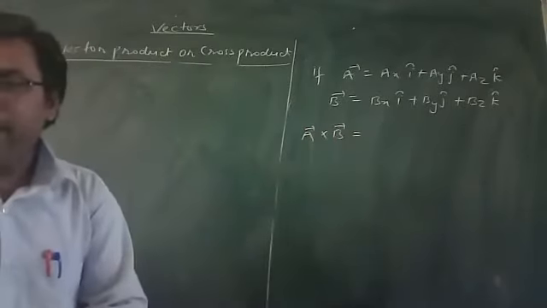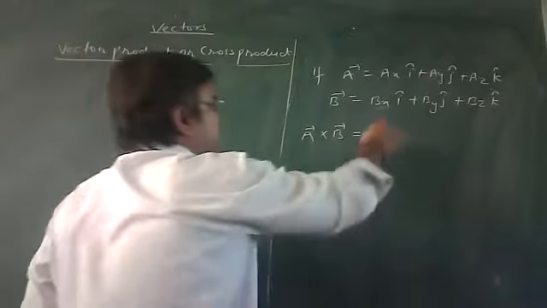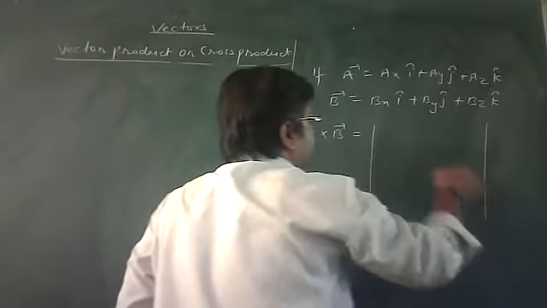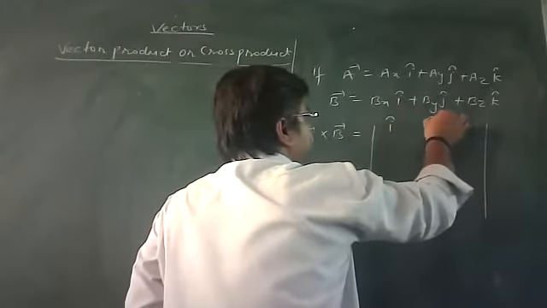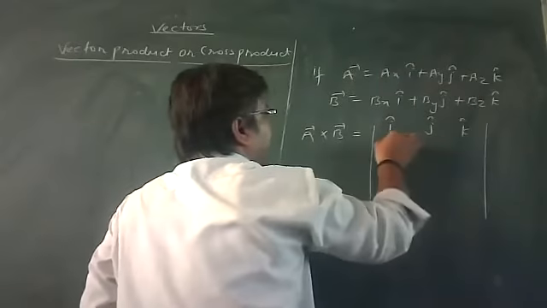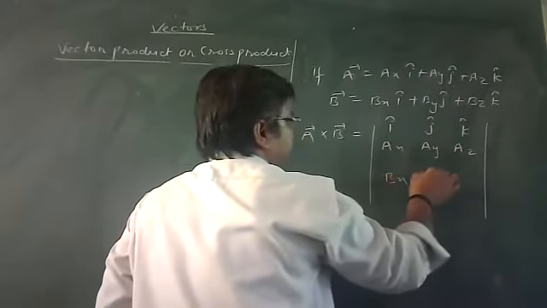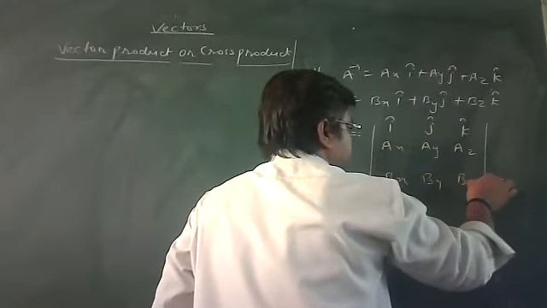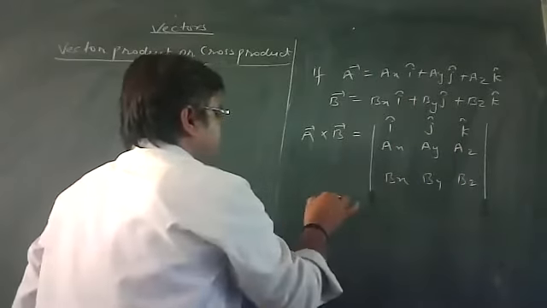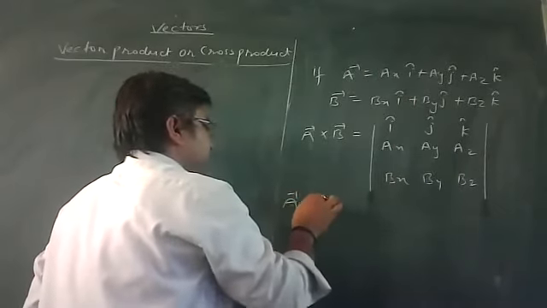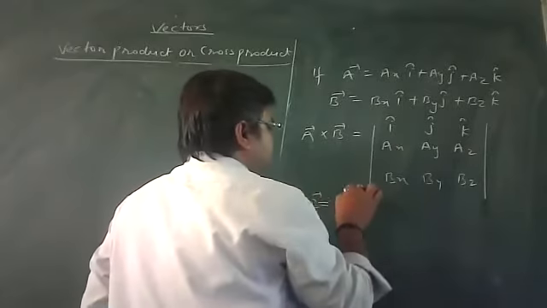A number of methods are available there, but I will suggest one. Which method? Take this kind of sketch: i cap, j cap, k cap. Write the values: Ax, Ay, Az, then Bx, By, and Bz. Correct? Then what is the result of A cross B? First, use the i cap.